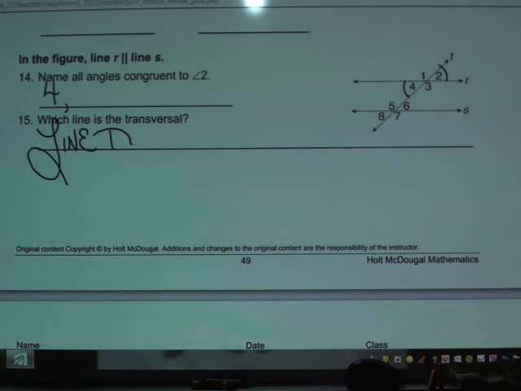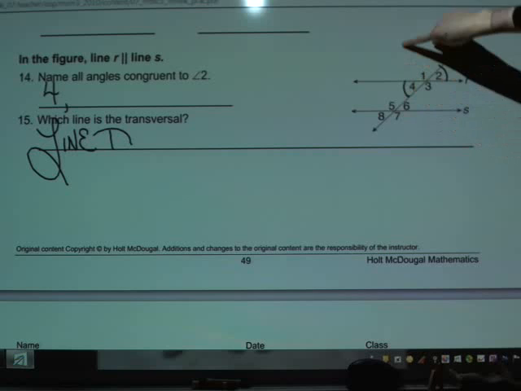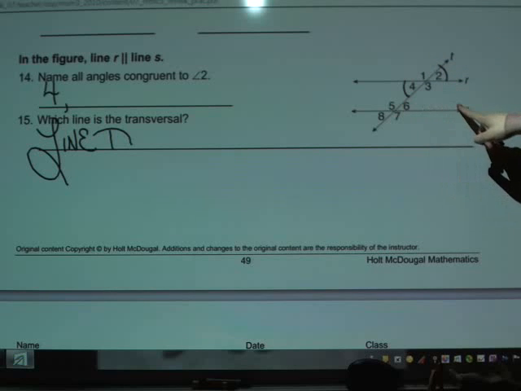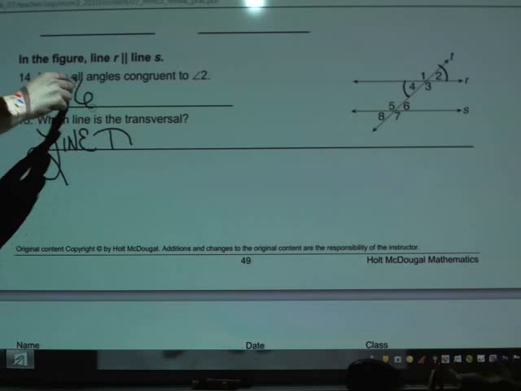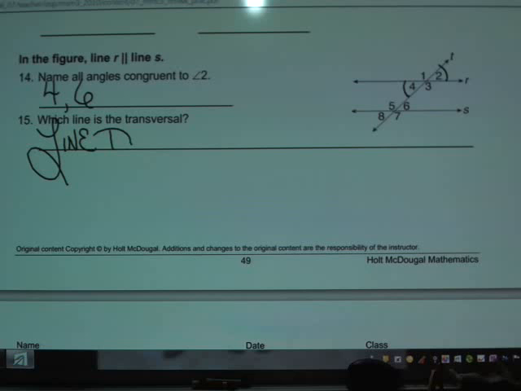Now there are two more answers here. Let's take the corresponding route because corresponding is really easy. What corresponds with 2? Well, remember what corresponding means. Corresponding means it's in the same spot. So this is above a parallel line and to the right of the transversal. Well, the other angle that has that same description is 6. 6 is also above a parallel line and to the right of the transversal. So 6 would also then have to be congruent to 2 based on the idea of corresponding angles.